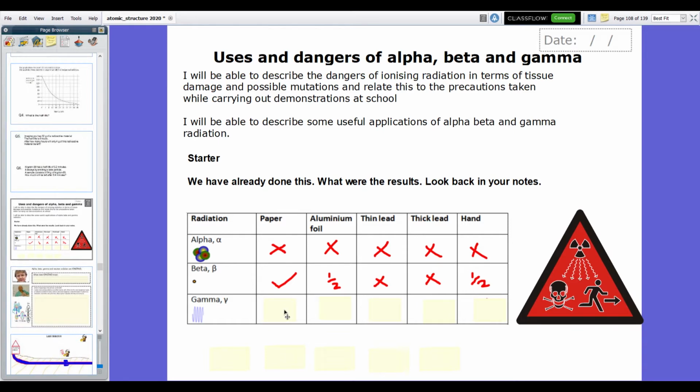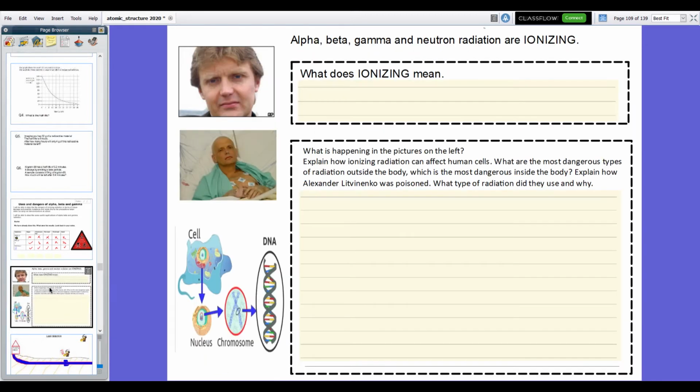And then we get to the most penetrating one, which is gamma. You should have this idea that gamma can get through pretty much everything. If you want to stop gamma, you're really going to need a really big, thick slab of concrete or a really thick slab of lead to be safe behind it. Remember, gamma can travel kilometers through air. So with that in mind, let's start looking at some of the dangers.